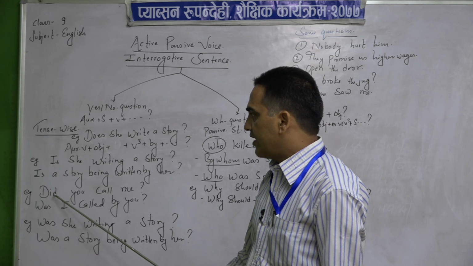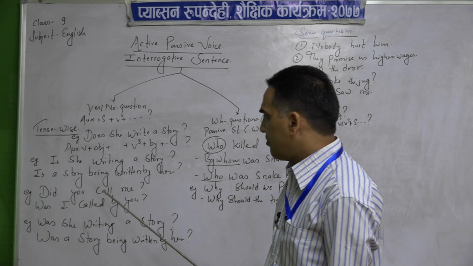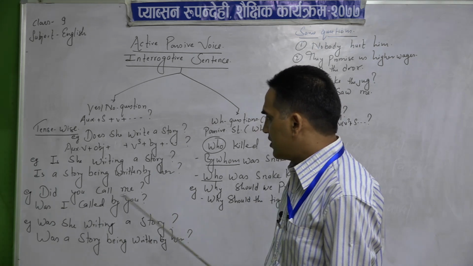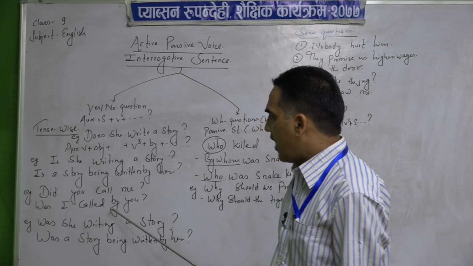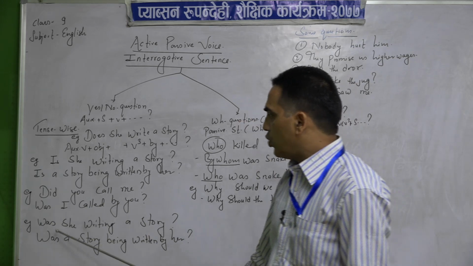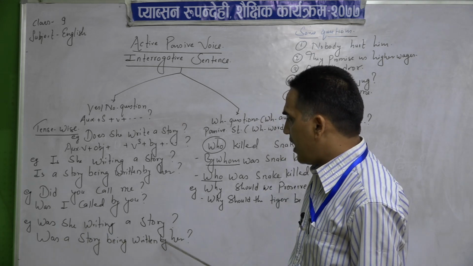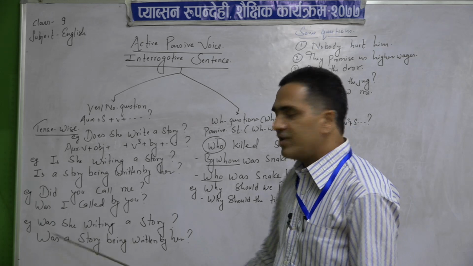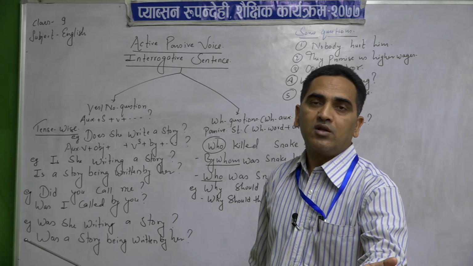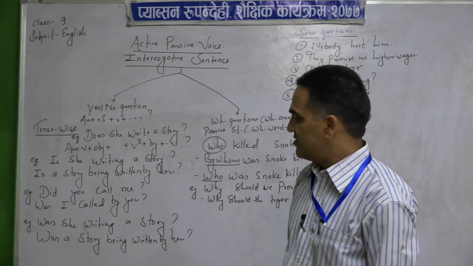Here the next example is of simple past. Did you call me? Did means here was. You see the object: was I called by you? This is another: was she writing a story? Was a story being written by her? Story is singular, that's why here was. Stories means plural, where we could write were. My dear students, you have seen.